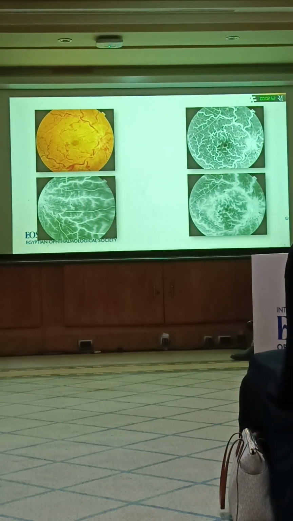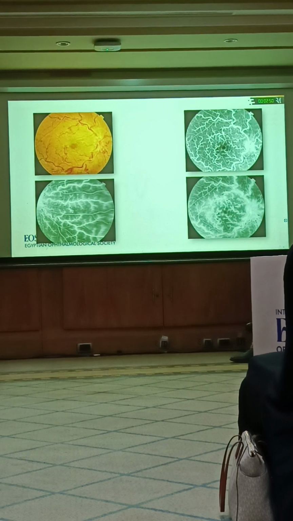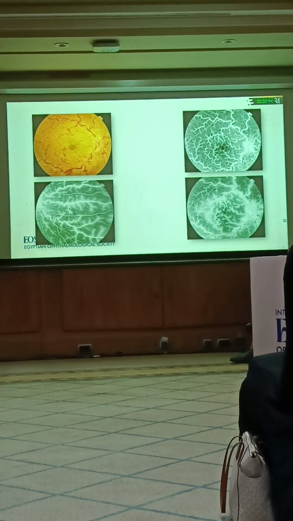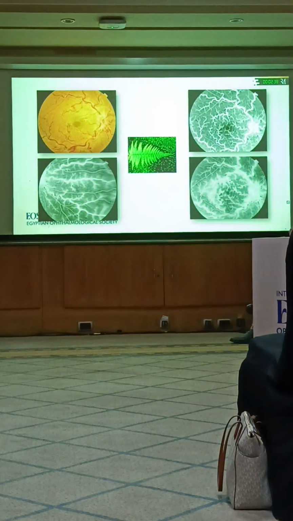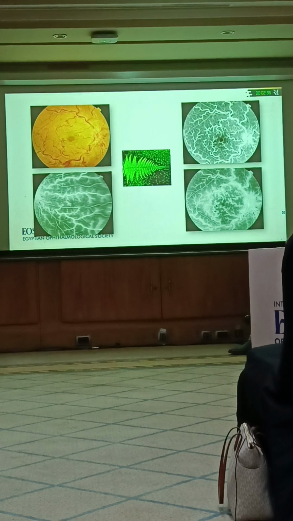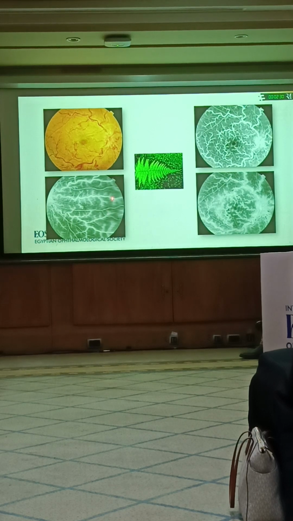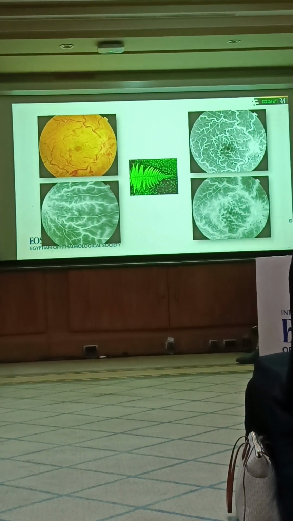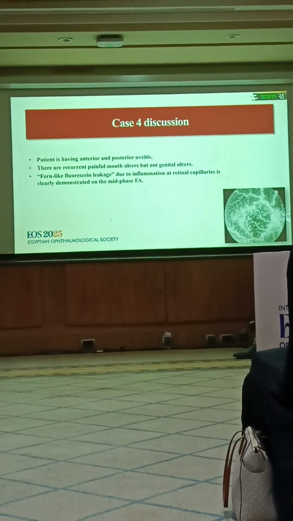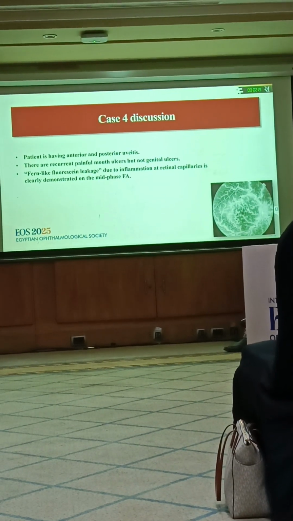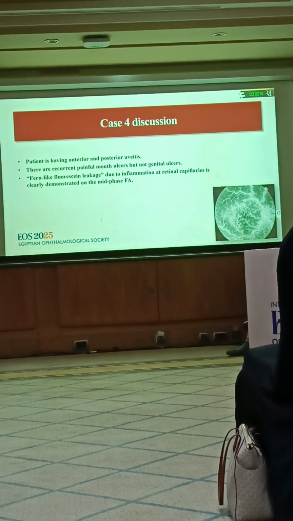But from the recurrent painful mouth ulcers, I am suspecting Behçet. And Behçet is occlusive vasculitis, right? No, Behçet starts with this picture. Usually in the early phases of the disease, we can find the ferning sign in fluorescein angiography, which is a massive venous and capillary leakage. This is the first sign of Behçet. So the patient is having anterior and posterior uveitis. There are recurrent painful mouth ulcers, but not genital ones. Fern-like fluorescein leakage due to inflammation of the retinal capillaries is clearly demonstrated in the mid-phase of fluorescein.